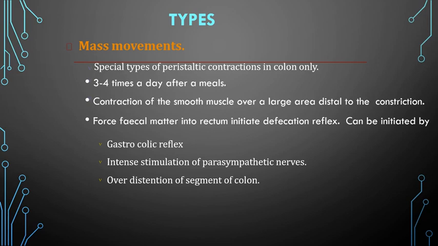It forces the fecal matter into the rectum, which initiates the defecation reflex. It can be initiated by the gastrocolic reflex, intense stimulation of parasympathetic nerves, and also over distension of a segment of the colon. So these are the initiating points for the defecation reflex. Okay, so haustral shuttling or haustral contractions, peristaltic type of movements and mass movements are the types of large intestinal motility.